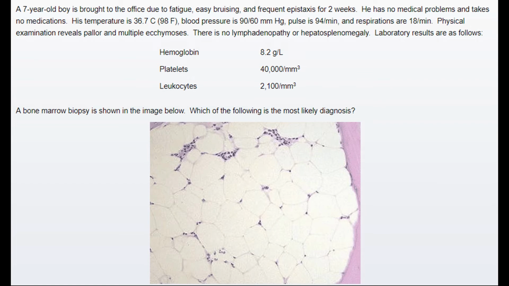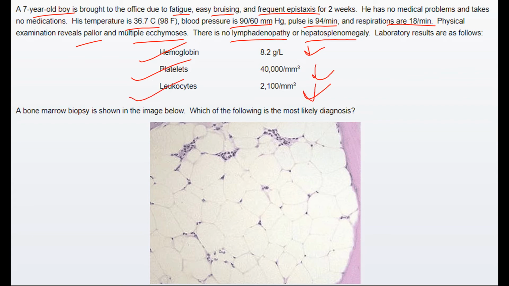Now in this question, a 7-year-old boy is brought to the office due to fatigue, easy bruising and frequent epistaxis for 2 weeks. He has no problems and takes no medication. His temperature is 36.7 degrees Celsius. Blood pressure is 90 by 60 mmHg. Pulse is 94 per minute. Respirations are 18 per minute. Physical examination reveals pallor and multiple ecchymoses. There is no lymphadenopathy or hepatosplenomegaly. Lab results are as follows, indicating hemoglobin is low, platelets are low, leukocytes are also low. A bone marrow biopsy is shown in the image below. Which of the following is the most likely diagnosis?